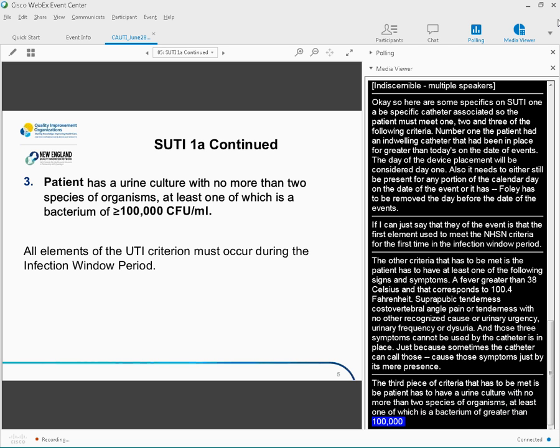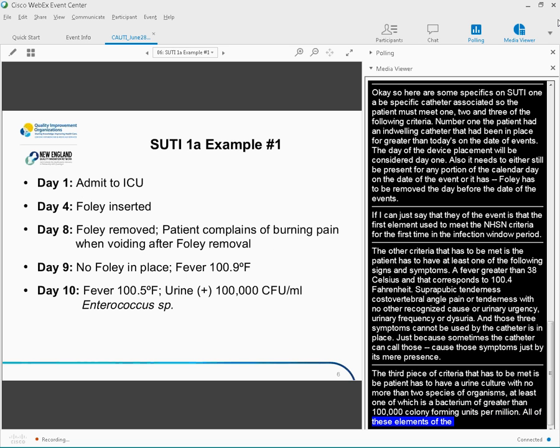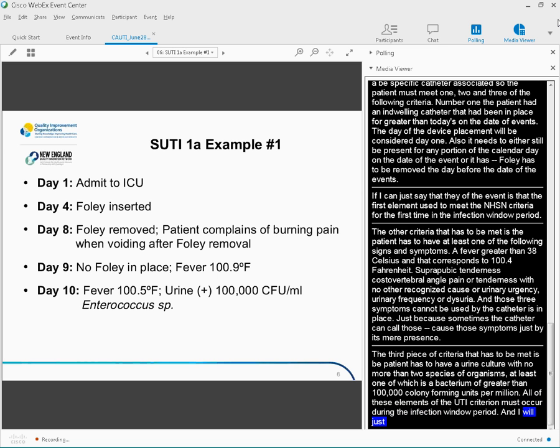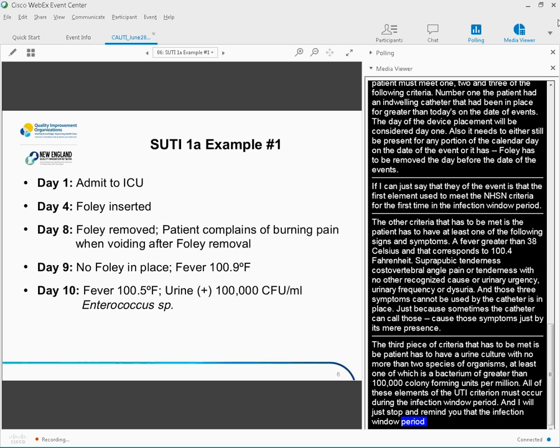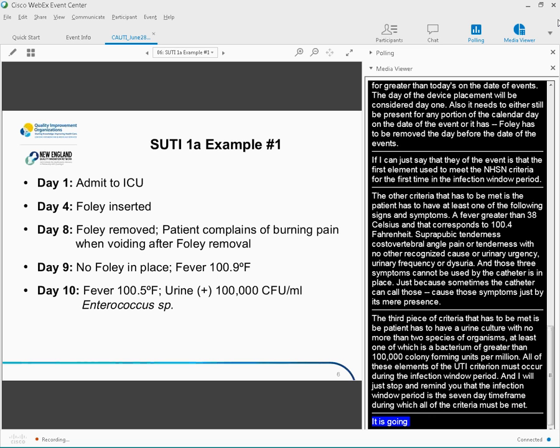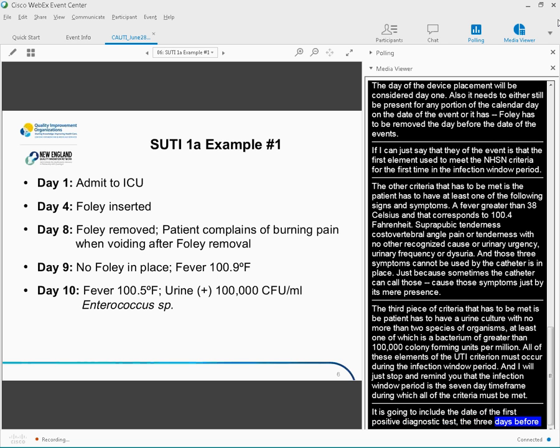Now, all of these elements of the UTI criteria must occur during the infection window period. And I'll just stop and remind you that the infection window period is the 7-day time frame during which all the criteria must be met. It's going to include the date of the first positive diagnostic test, the 3 days before and the 3 days after. Okay? So here is our first example of a SUTI 1A.